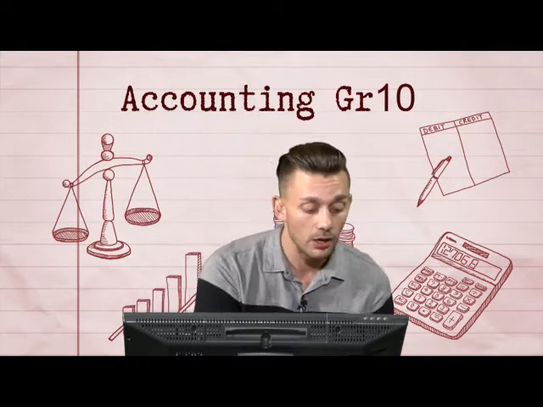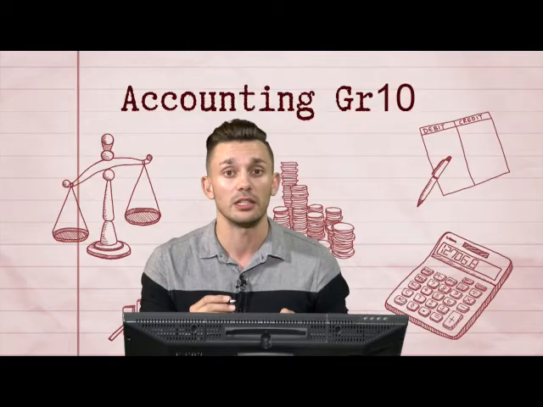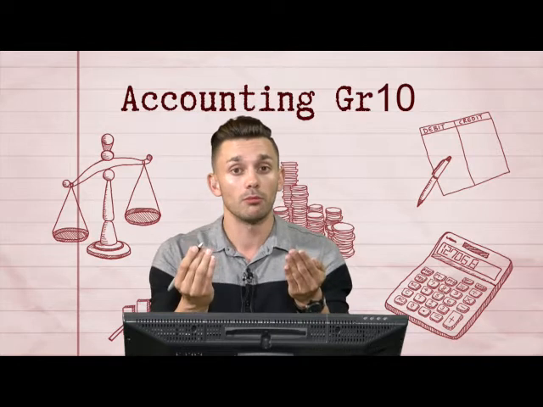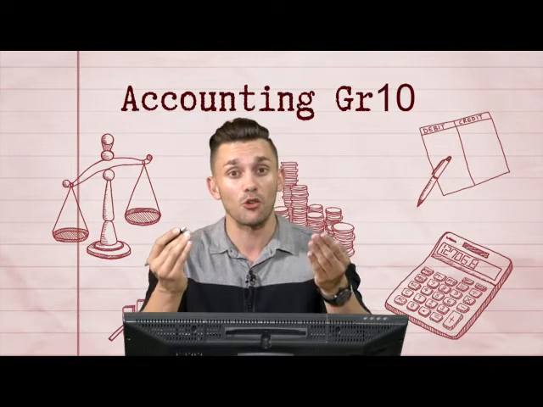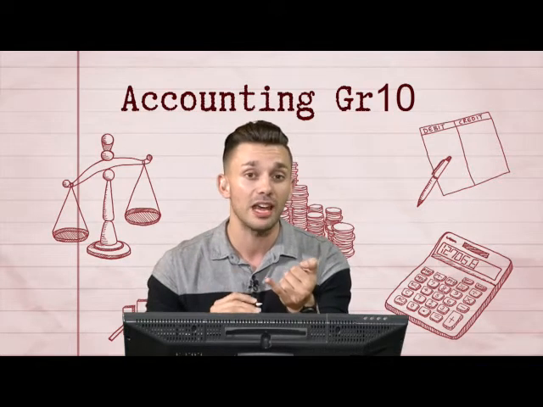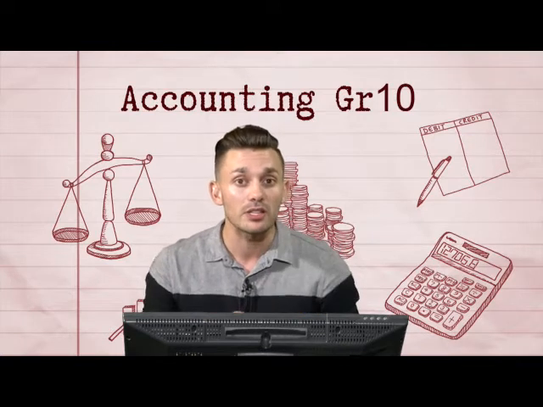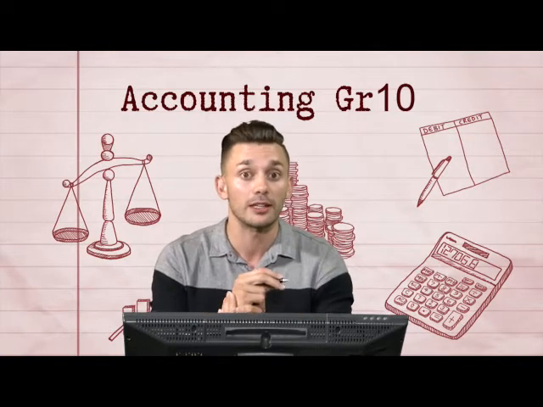And then also receipts. A receipt book, we have a receipt book, we write out a receipt, we issue the original receipt to the customer, we will keep the duplicate receipt. And for both of them, if we look at them, it's a receiving of money. So the cash register tape means we receive money, and the receipt means we receive money. Let's continue and look at the slide.